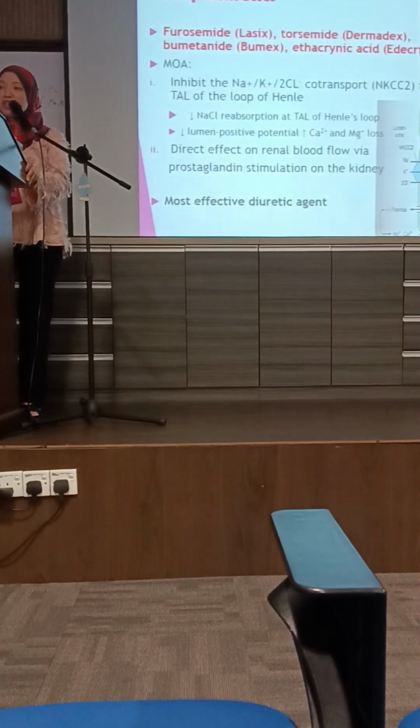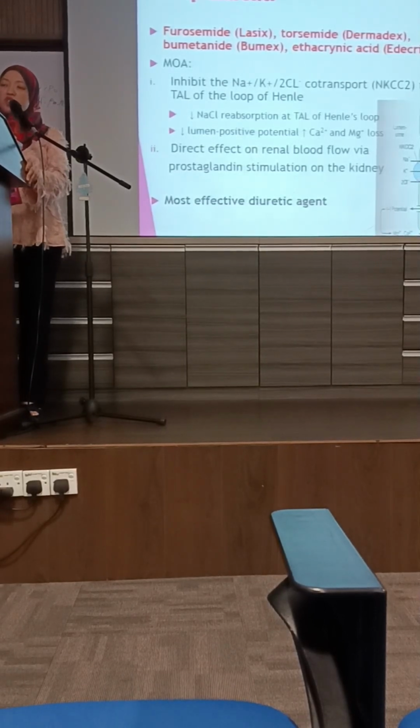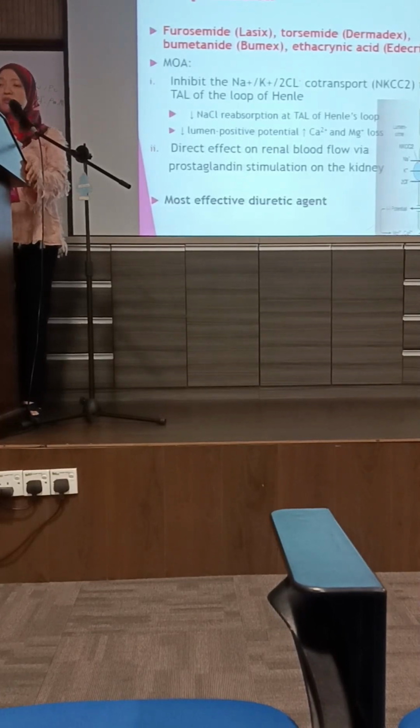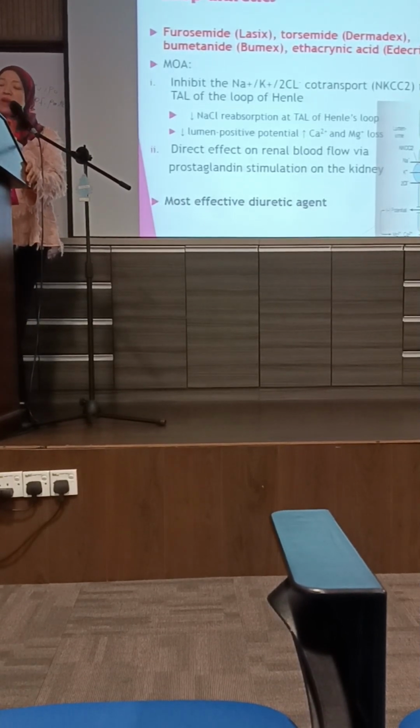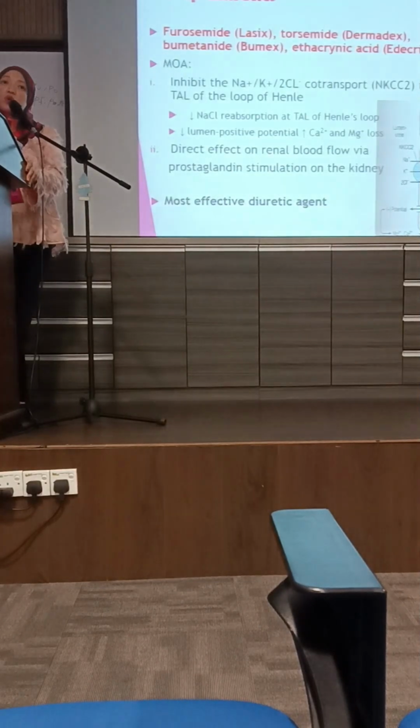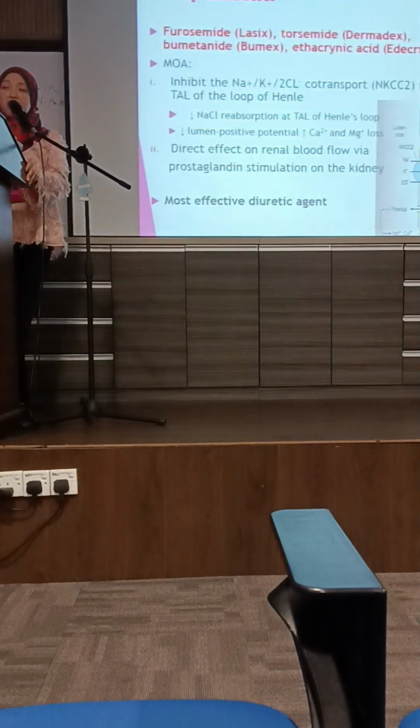So by inhibiting this NKCC2, this will inhibit or reduce the sodium chloride reabsorption. So when you reduce or inhibit sodium chloride reabsorption, you also reduce the electrical potential that drives magnesium and calcium reabsorption. So you inhibit magnesium and calcium reabsorption too. So you promote more calcium and magnesium loss. So it becomes hypocalcemia, hypomagnesemia, okay?